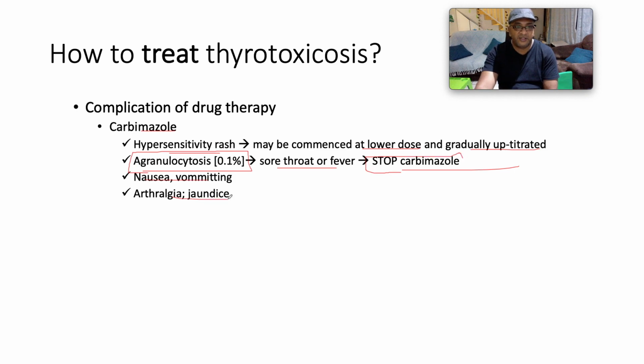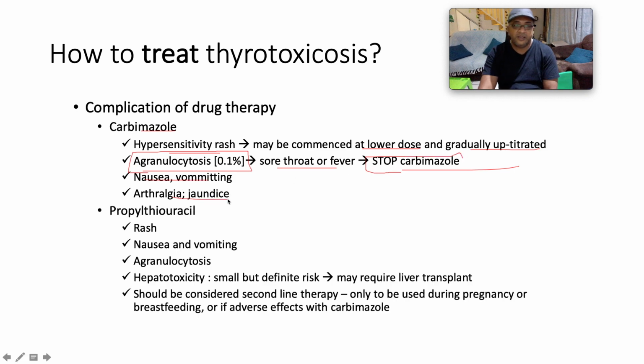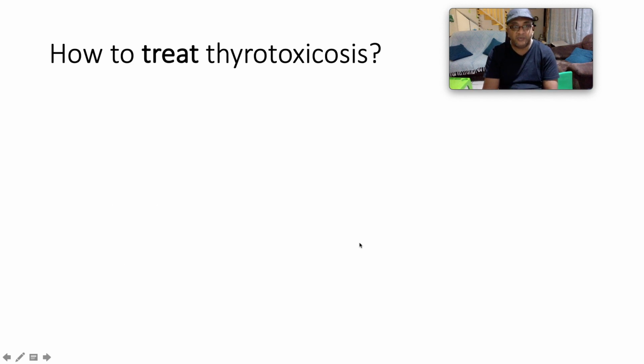Nausea, vomiting, arthralgia, and jaundice are others, okay? Propylthiouracil is known to cause rash, nausea and vomiting, agranulocytosis, hepatotoxicity. It does carry a risk for this, which is small but definite, and can have the potential to become quite serious, requiring liver transplant. So for this reason, it should be considered second-line therapy. It's only first line during pregnancy or breastfeeding because carbimazole is contraindicated during these times, or if the patient has intractable adverse effects with carbimazole.